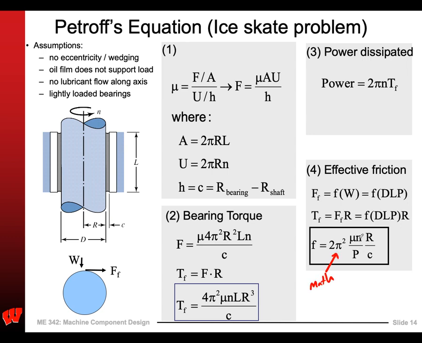right? But then this thing here, this is dimensionless. That is, mu N over P is a dimensionless number, and R over C, that's the radius over the clearance, or the clearance ratio, right? That's another dimensionless thing here. R over C, that's also dimensionless. So whenever I see that the friction, what I'm really interested in, is a function of a bunch of dimensionless stuff, man, then we can do some interesting things with that.